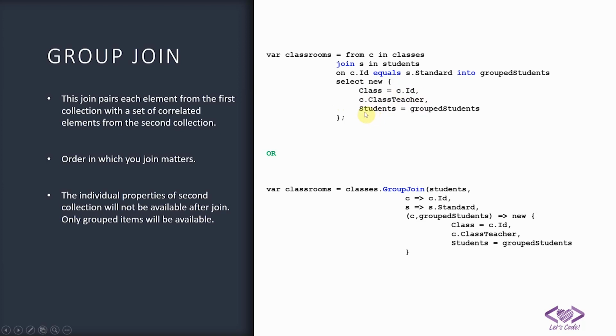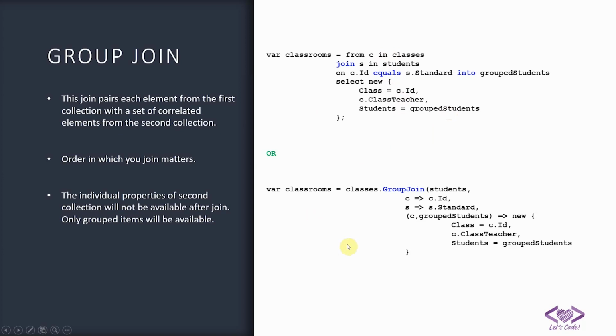And third parameter is nothing but students equal to grouped students. So this grouped student is nothing but this variable. So what the data will come in this, we will see in the code very soon. You just understand the way you write it, the syntax.